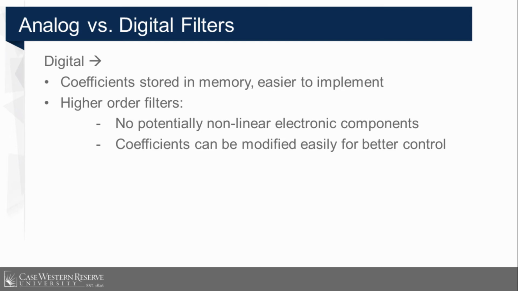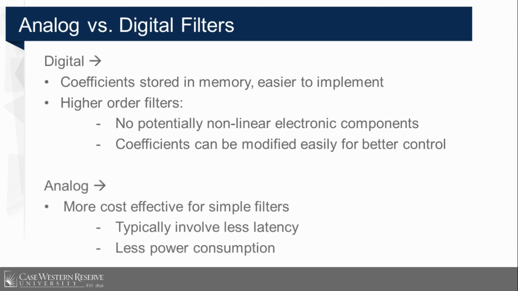So first of all, we have no potentially nonlinear electronic components, which we could have in our analog filters. And the coefficients can also be easily modified, so we can better control our filter. So you can imagine building a system which has a whole bunch of different electronic components, and then wanting to swap out, for instance, a capacitor or resistor. And this might be more difficult in an analog filter than it would be to just change a coefficient which is stored in memory in a digital filter.